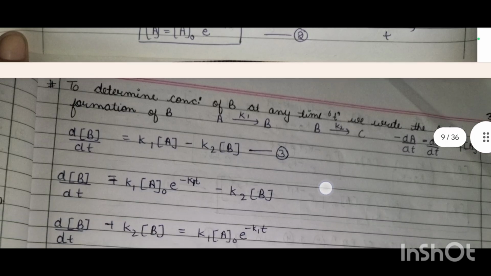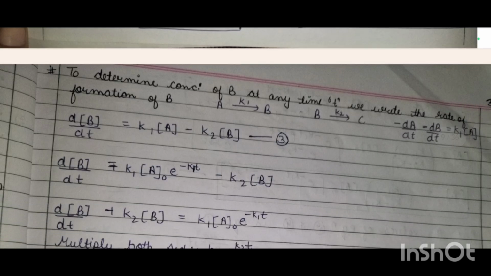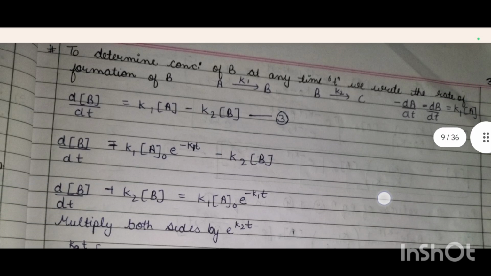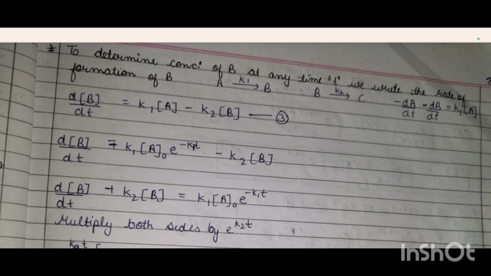To determine the concentration of B at any time t, we write the rate of formation of B. A changes into B having rate constant K1, and B changes into C having rate constant K2. -dA/dt is equal to dB/dt is equal to K1 times the concentration of A.